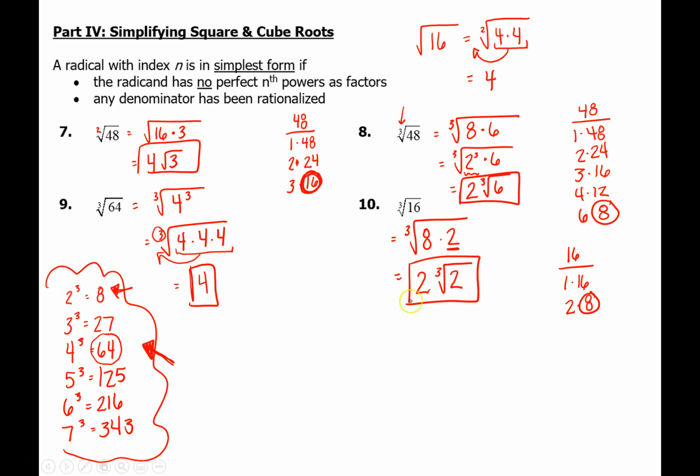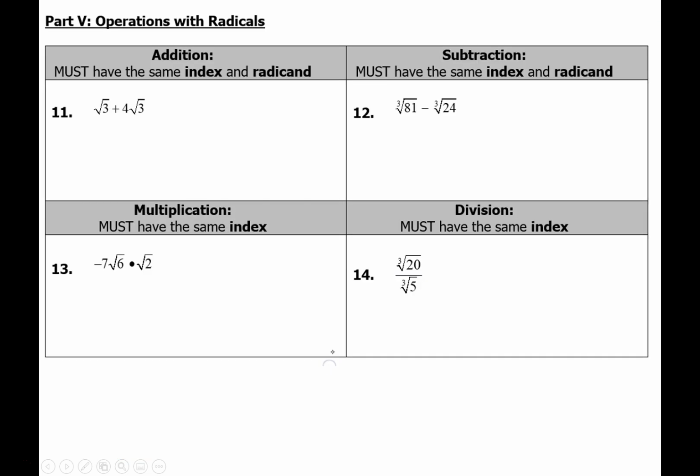Okay, so the process is still the same. We're still using our perfect numbers. We're still making a list of all of the possible numbers that I can multiply together, looking for a perfect number. So let's go ahead and do some operations now. We'll do the first one as a review of square roots, and then we'll do the same thing with cube roots. The process is going to be pretty much the same as what we did previously.